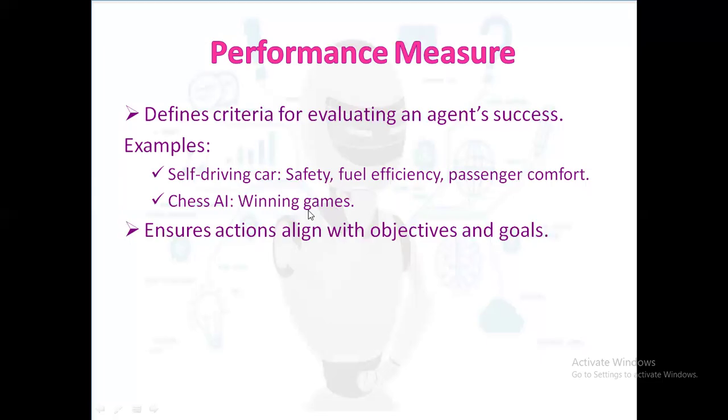Similarly, for a chess AI, success is often defined by its ability to win games, reflecting its strategic and tactical competence. These criteria ensure that the agent's actions are consistently aligned with its intended purpose, whether that is ensuring safe travel, efficient performance, or achieving a high level of expertise in a given task. By establishing these criteria, we can objectively assess the agent's effectiveness in achieving its goals.